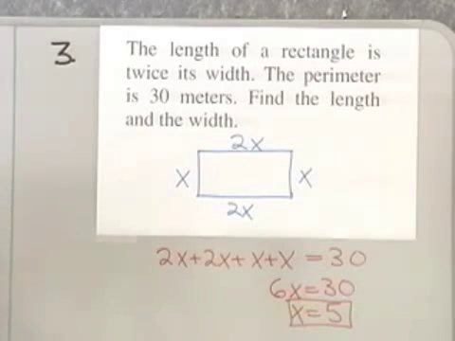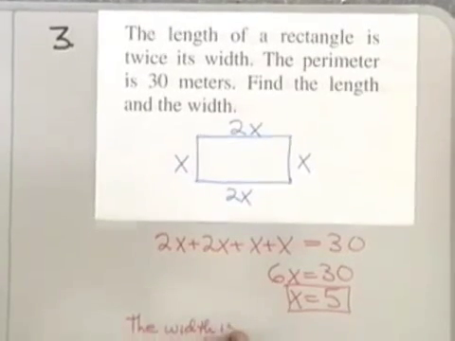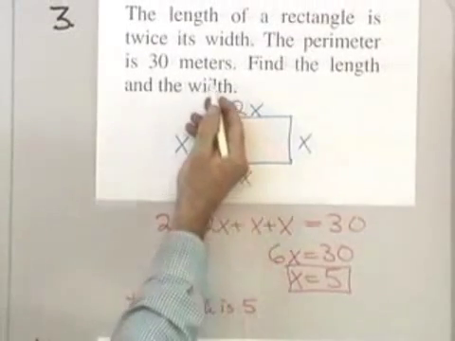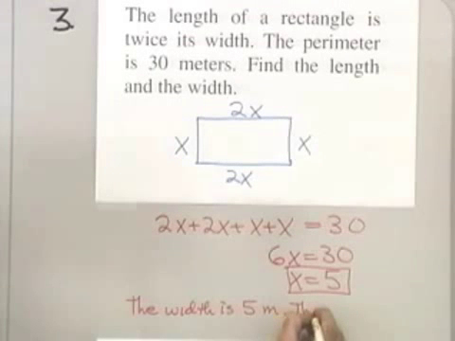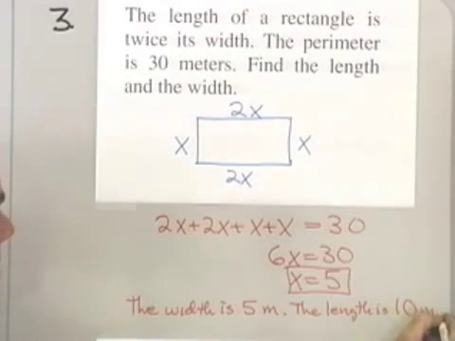Now I want to write my solution in a complete sentence, so I'm going to say the width is 5, and what were my units here? Meters. The length is twice that, or 10 meters.